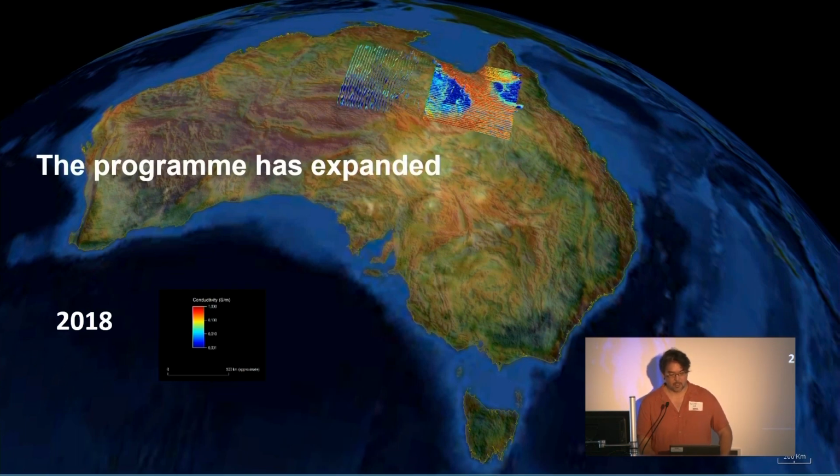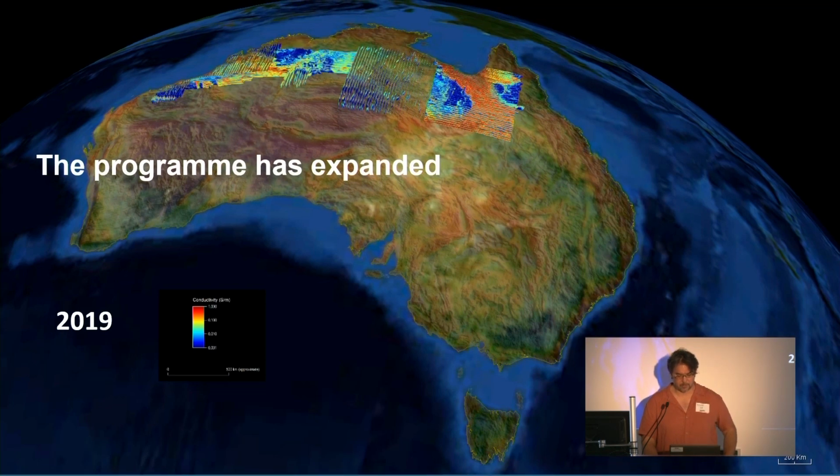Then the program expanded. We moved into the Northern Territory. Of course, we know geology and its geological features and properties don't care about boundaries. We have changed the flight direction. We usually try to intersect the geology perpendicular. So that's the reason why you can see that's a north-south trending lines.